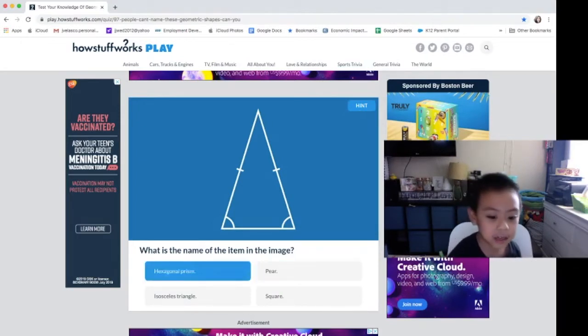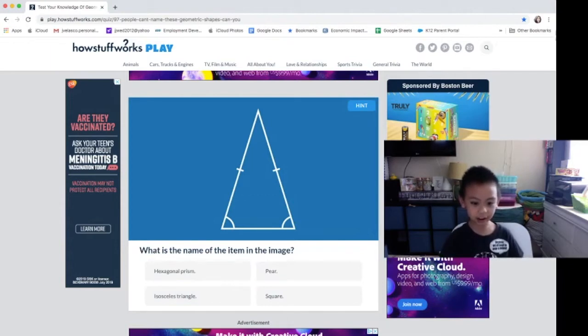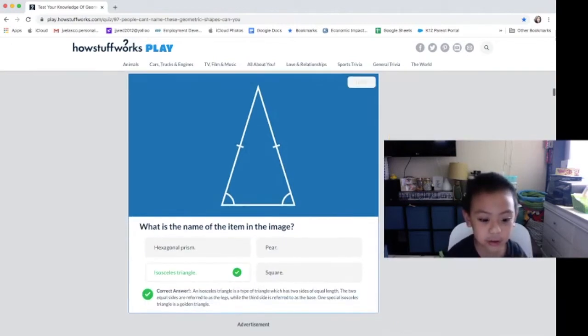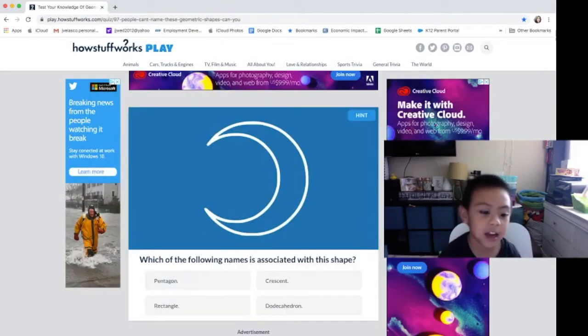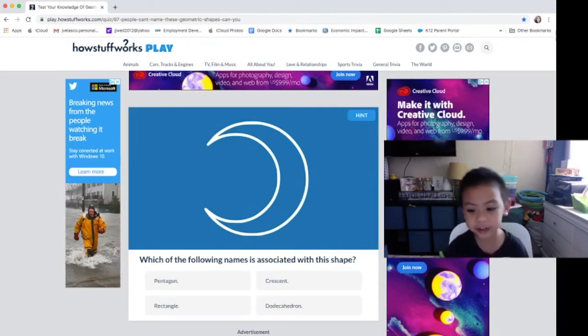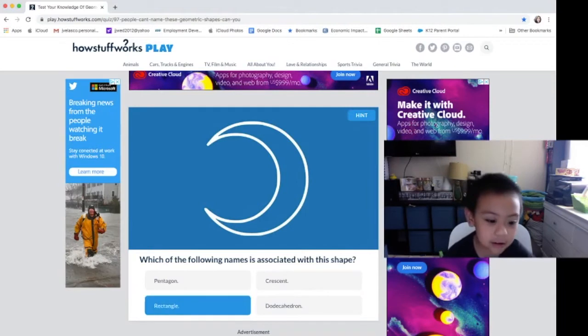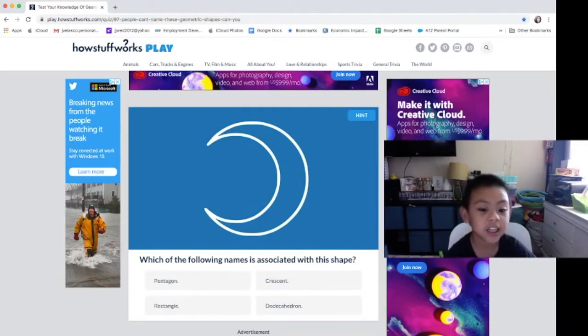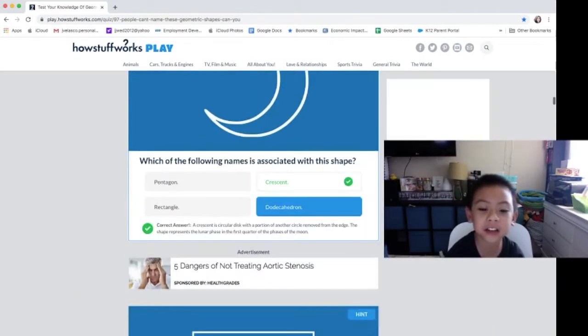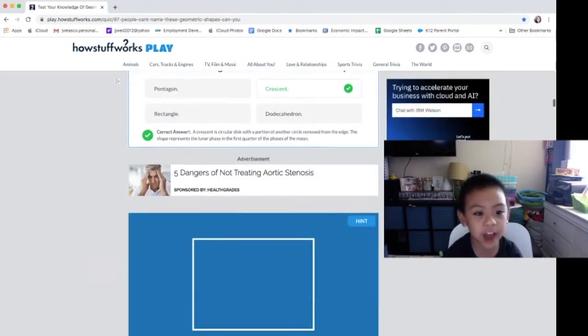What is the name of the item in the image? Hexagonal prism, square, pear, or isosceles triangle. Okay, so isosceles triangle. Okay, so what about golden triangle? That's not a golden triangle. What of the following names is associated with this shape? Dodecahedron, crescent, rectangle, or pentagon? Crescent. Oh my planet! In the moon! A crescent looks like half the moon. Half.